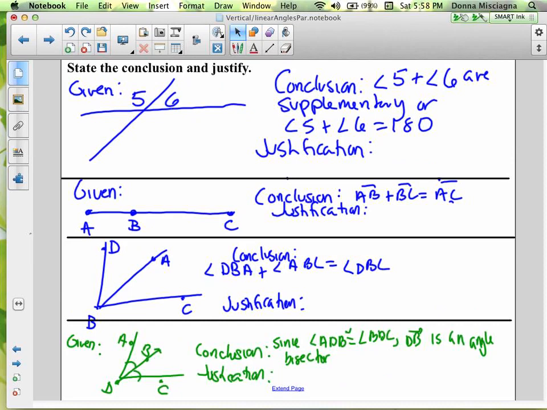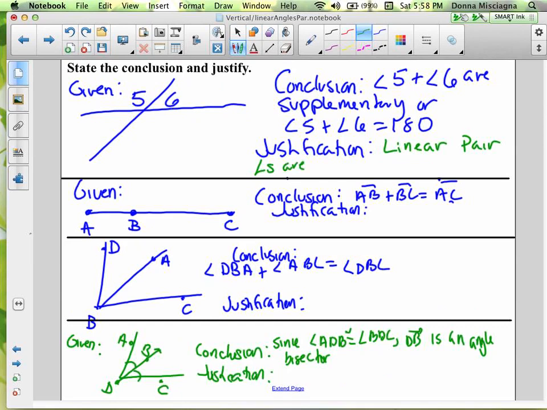We know linear pair angles are always supplementary. Or in the case of our second conclusion there, let's write it: add to 180 degrees.